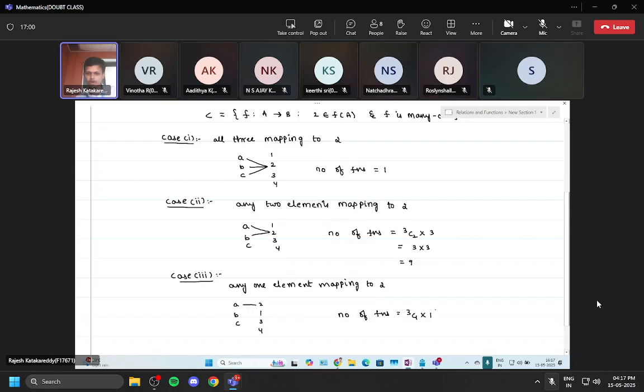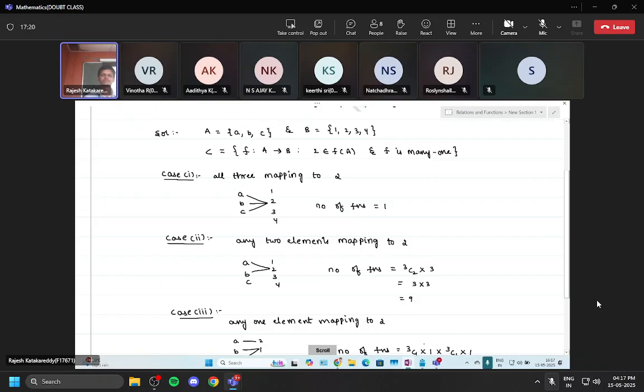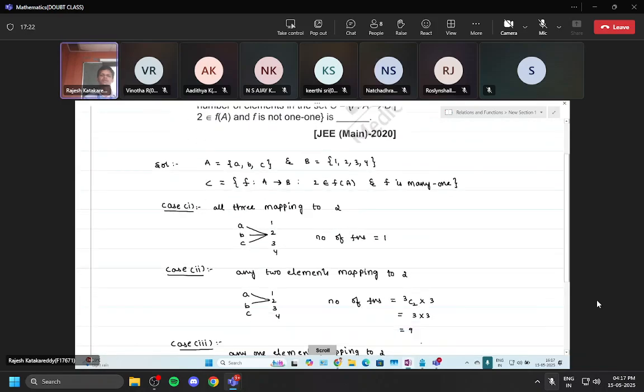Now, how many possibilities are there for B and C? There are 3 possibilities. Select any one and then map them. So both B and C we are mapping to same output. So this is again 3 into 3, we have 9. Total functions like this is 19. Understood? Can copy this.